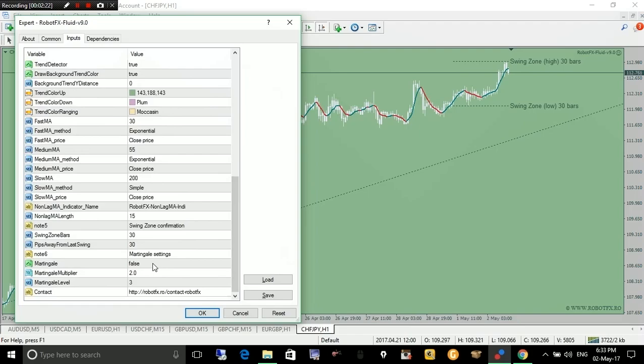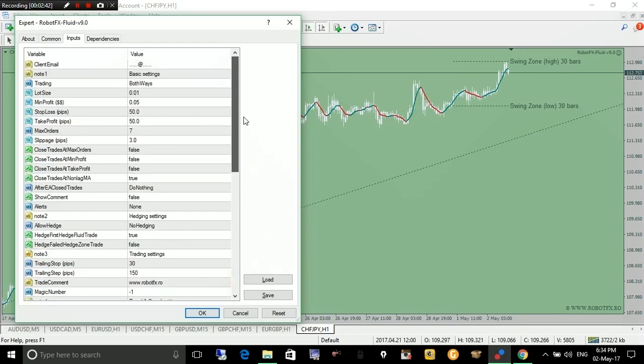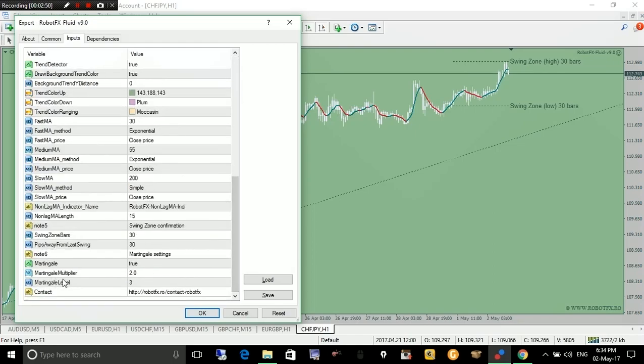However, you could make use of the Martingale settings, and you could enable the Martingale, set Martingale to true. It is at the end of the settings, and in this case, if you lose one trade, the expert advisor will multiply the lot size of the next open trade by the Martingale multiplier right here. So if you lost a 0.01 lot size trade, it closed in negative profit, then the expert advisor will open the next trade 0.01 times 2, which is 0.02, of course.